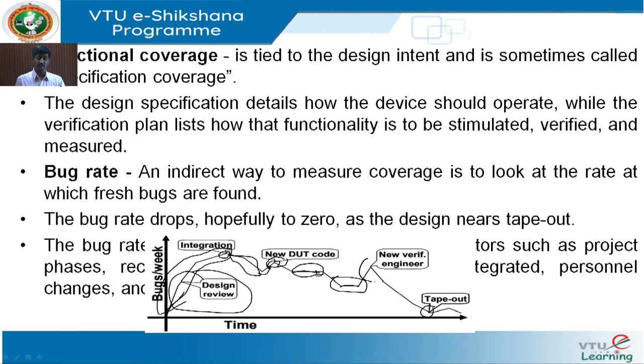So if there is any insertion of a new verification engineer, or new verification methodology, or new verification plan, then again the bug rate is very high. Because he needs to understand the design review, what happened up to this point, integration, new DUT code, where you corrected it, where you found bugs, where the bugs were useful and where the bugs were not useful. All those things you need to understand, so the bug rate will increase as the new verification engineers are introduced.